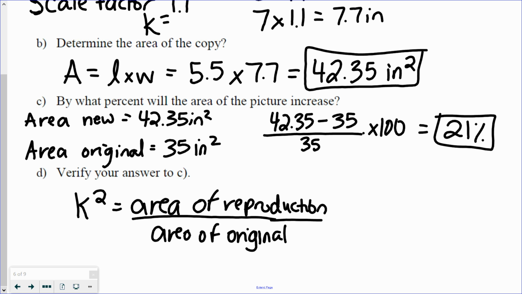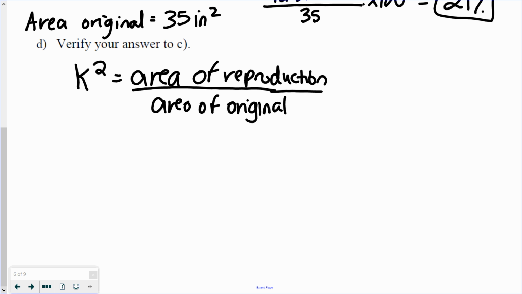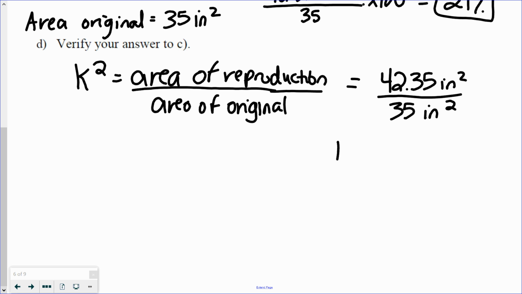So that's that formula that was up top. So the area of the reproduction divided by the area of the original, so those two numbers we had in that last question. When I divide that out, I get K squared equal to 1.21. So if you divide 42.35 divided by 35, you get an answer of 1.21.